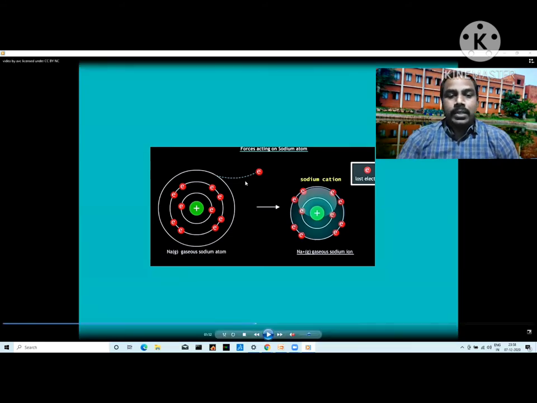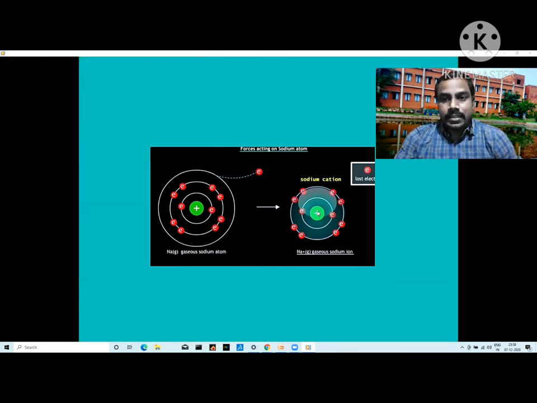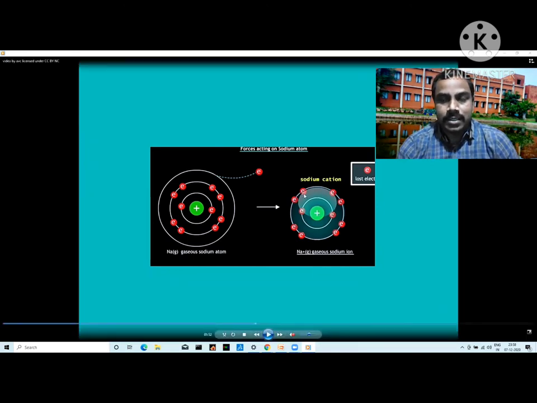So by loss of one electron, the atomic radius of the sodium atom decreased. When the size decreases, the outermost shell becomes very close to the nucleus. That also makes more effective nuclear attraction force on outermost electrons. This also supports the energy required to remove one more electron.